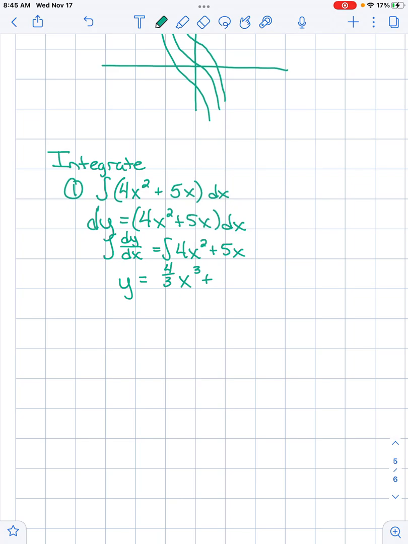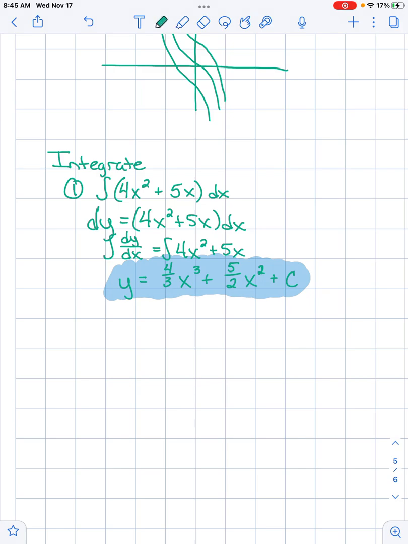Okay, I'm going to do the same thing for 5x. That's x to the first right now, so if I add 1 to that exponent, that's x squared. And then if I take the coefficient and divide by the exponent, it's 5/2. And we have to think about the fact that there could have been a constant in the original function because the derivative of that constant was 0, so it wouldn't have shown up in the derivative, so we need to take that into account.